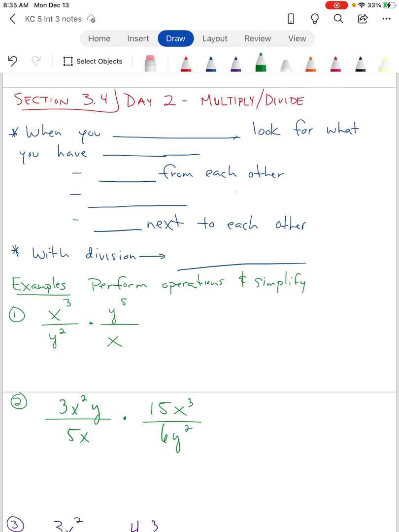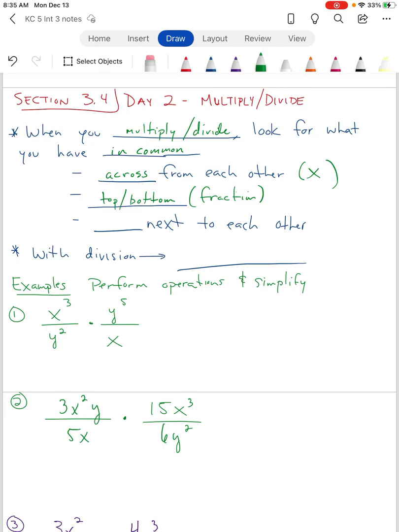Okay, now when you multiply or divide, you want to look for what you have in common. And I'm talking about what you have in common that is across from each other, like an x, like you're cross multiplying with two fractions, or what you have on top or bottom of one another, like a fraction. The only thing you have to remember is that you cannot look at things that are next to each other.